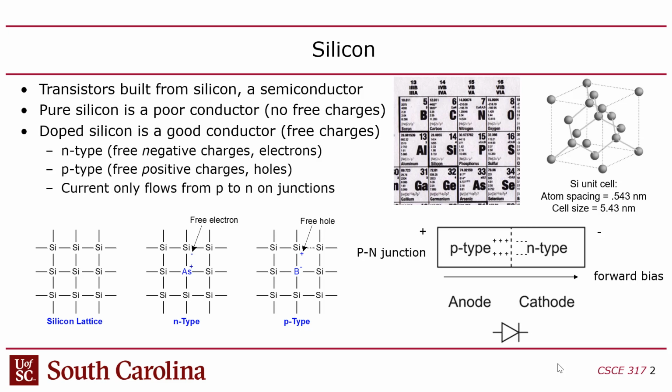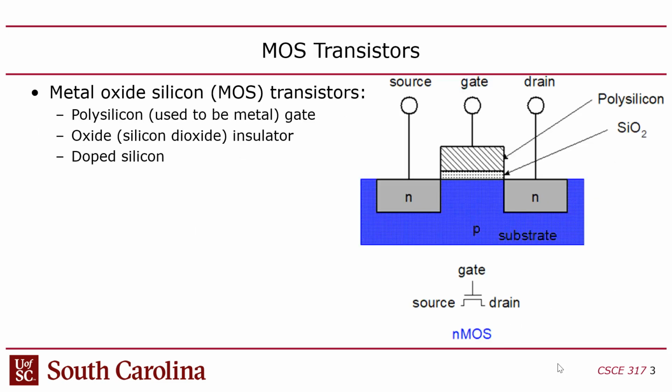So these diodes, then, you can build them into a transistor structure. You have a substrate, which is usually P silicon, and then you create little islands of N silicon that are the diffusion areas.